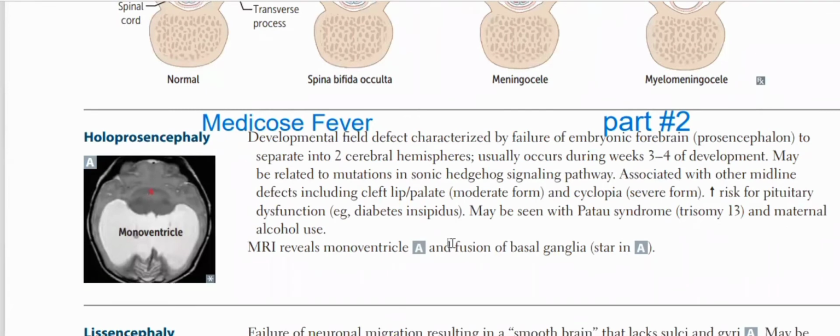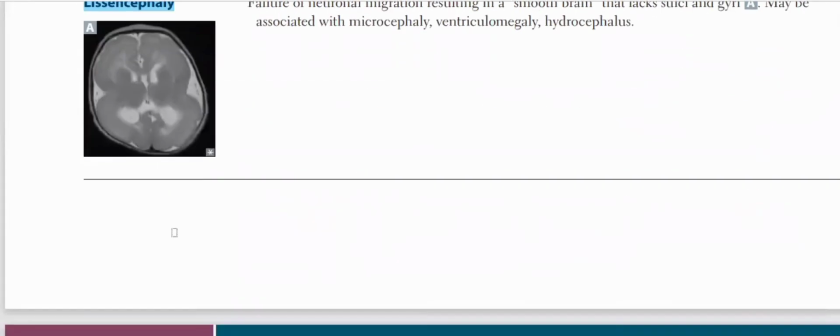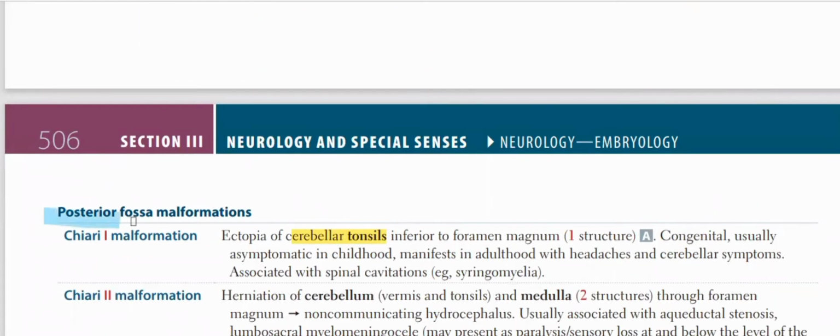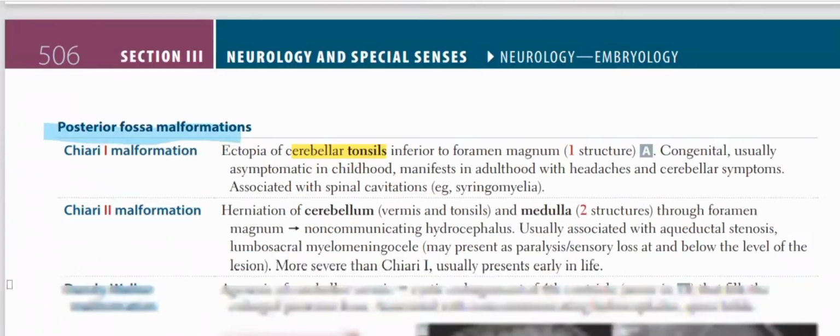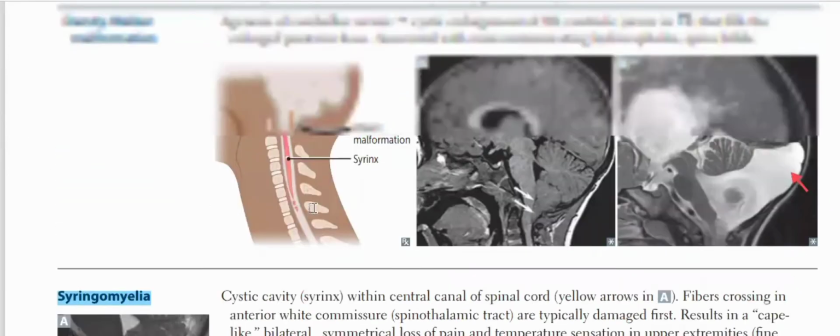In this lecture, we will discuss other clinicals of the nervous system. Number one, we will discuss Holoprosencephaly. Other is Lissencephaly. Then we will discuss posterior fossa malformation, in which we will discuss Chiari 1 and Chiari 2 malformation. And last but not the least, we will discuss in detail Syringomyelia.